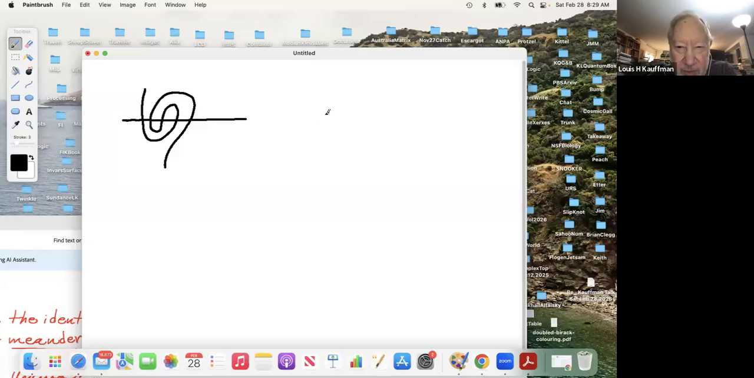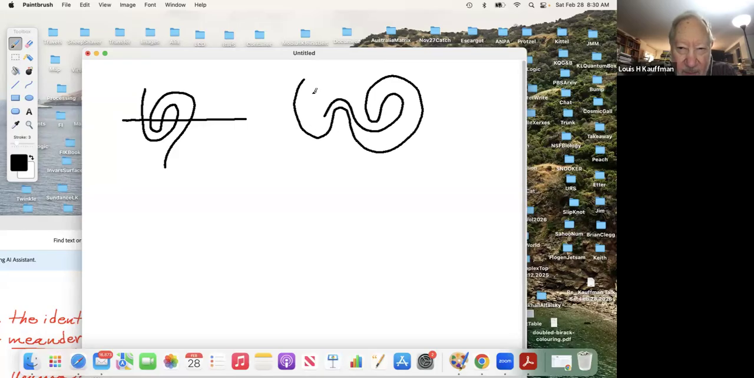Another way is you draw a Jordan curve in the plane somehow, and then you cut that Jordan curve with a line, and then you get a meander, a closed meander. And here I have an open meander.